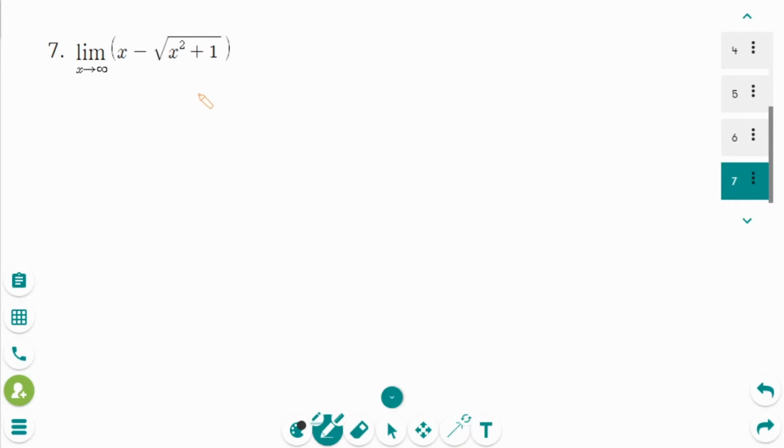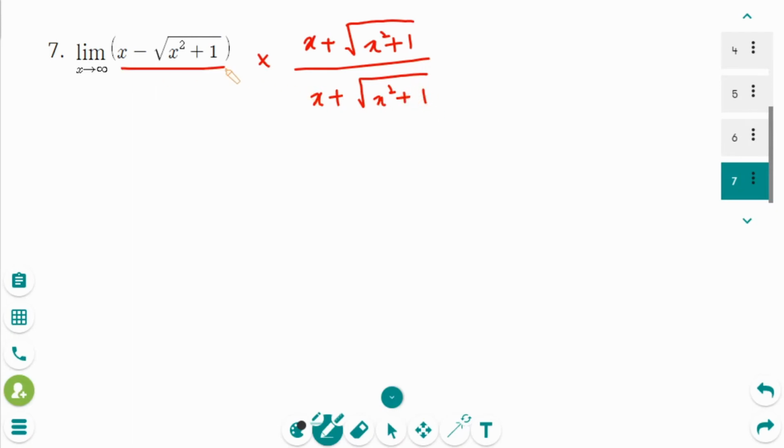The next question used the infinity minus infinity form, but with a square root. To solve, we must multiply the numerator and denominator by its conjugate, which is the same order of terms with the opposite sign. So we must times x plus square root of x squared plus 1 over x plus square root of x squared plus 1, which becomes a fraction, so over 1, like this.